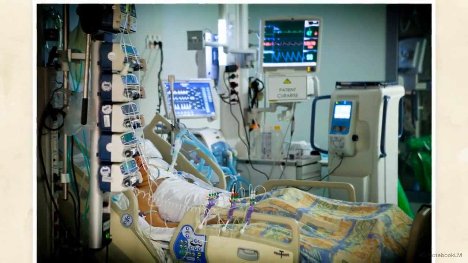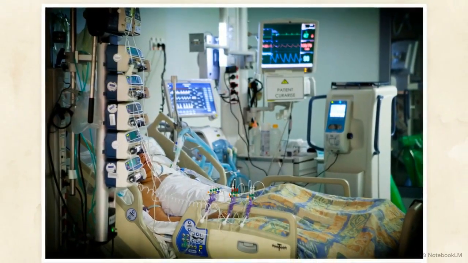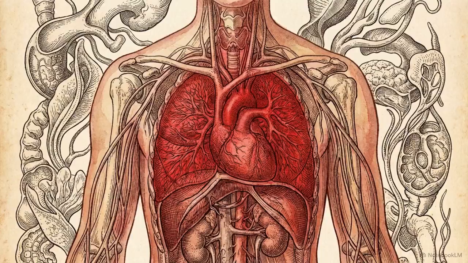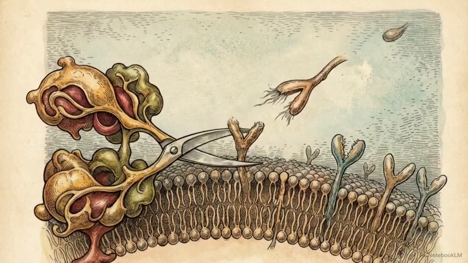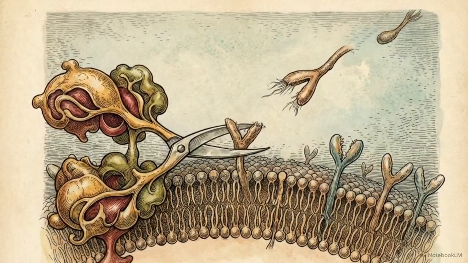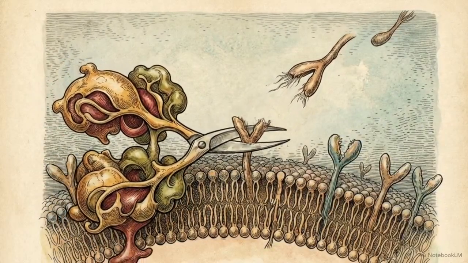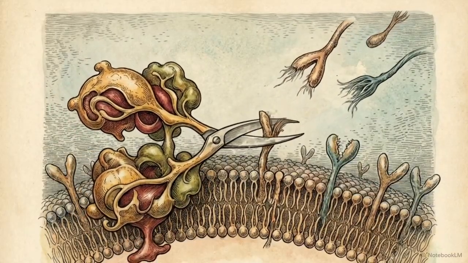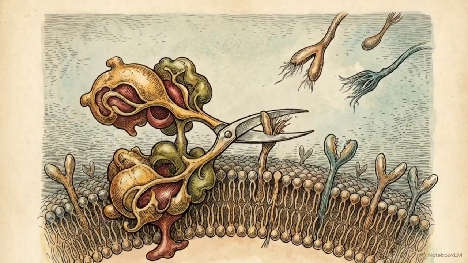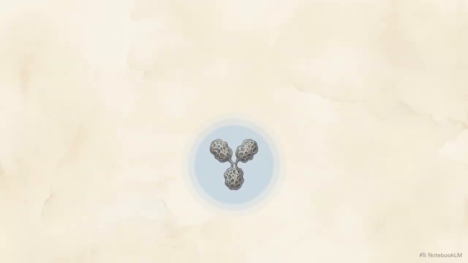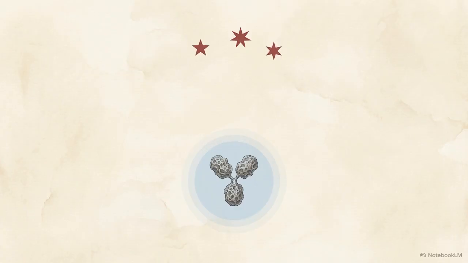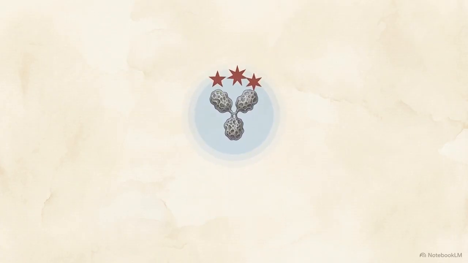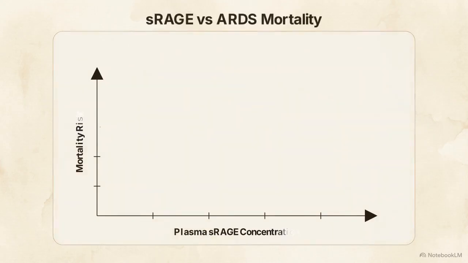In the intensive care unit, this molecular destruction presents a specific clinical footprint. The body attempts to regulate this using a natural endogenous decoy receptor. Enzymes, specifically ADAM10 and MMP9, target membrane-bound RAGE. They cleave the extracellular heads off the receptors, releasing them into the surrounding fluid. This cleaved segment is known as soluble RAGE, or sRAGE. It circulates in the plasma, acting as a sponge to neutralize extracellular danger signals before they can bind to intact receptors and trigger inflammation. This scatter plot shows a vital clinical metric.